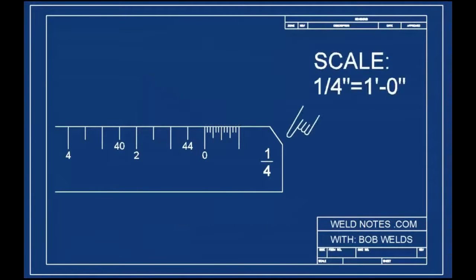First, we want to be sure we're using the right scale. You see that this scale is labeled 1/4. This means that you use this scale on drawings that are drawn to a scale of 1/4 inch equals a foot, like our cabinet drawing.